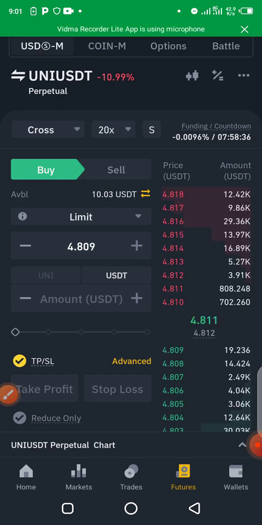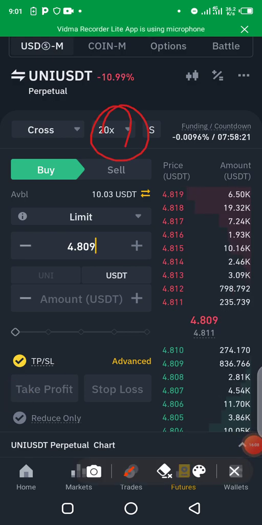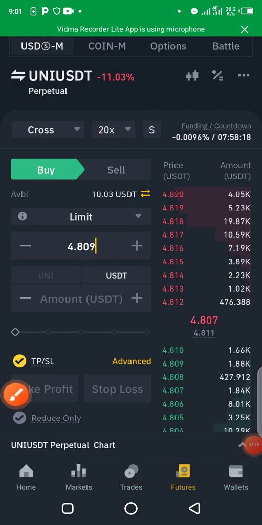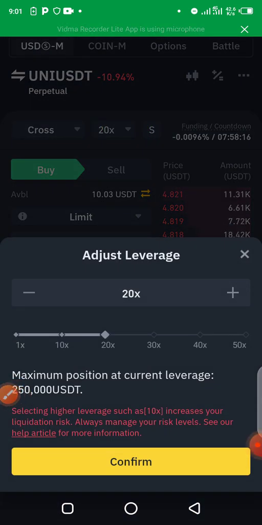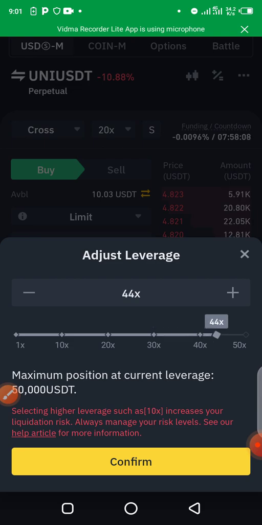So remember, the leverage is 20x. This is where you can set your leverage. It's already on 20x, so leave it like that. You can decide to put it at 10x, you can decide to take it to 30x, you can decide to take it to 40x. But remember that the higher your leverage, the closer you are to liquidation. So keep it at 20x, where our coach dropped the leverage for us.